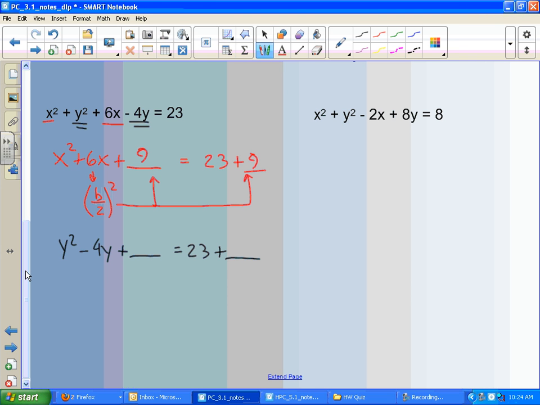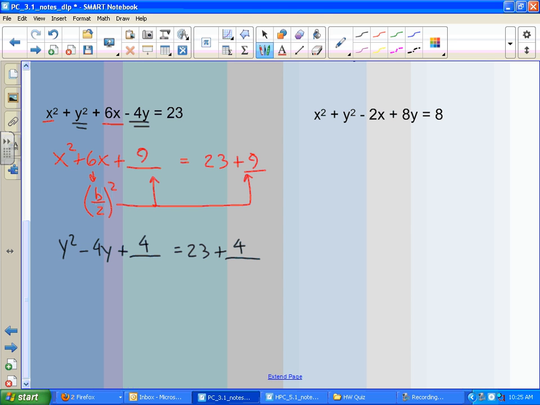Half of negative 4 squared is negative 2 squared, which is 4. We're adding that to both sides. Okay, so here's the only thing we've got to be careful about. Remember, we're not treating this as two separate problems. We're actually working them together.